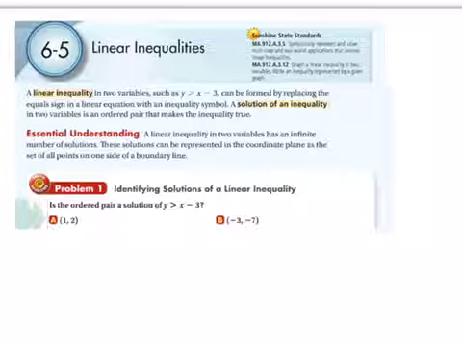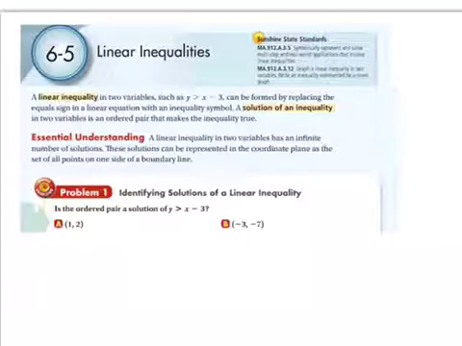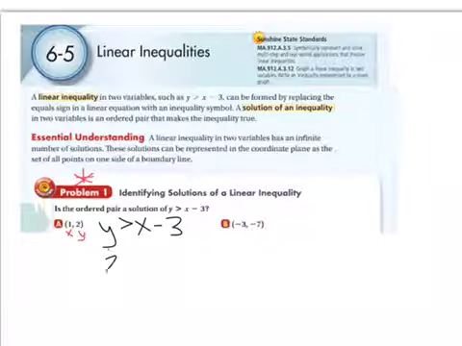So the first test that we have to do in problem 1 here is we are being asked to tell if an ordered pair is a solution of a given inequality. So right here for part A, they give me the ordered pair 1, 2. We know that every ordered pair is x and y. To figure out if that's a solution, all we're going to do is plug it into this inequality. My inequality is y is greater than x minus 3. So where I see y, I'll put the 2. Where I see x, I put the 1.